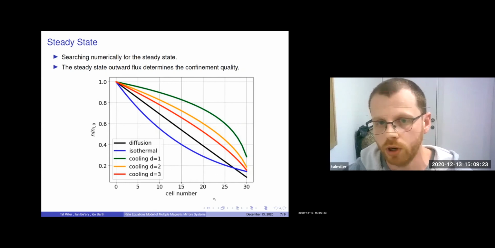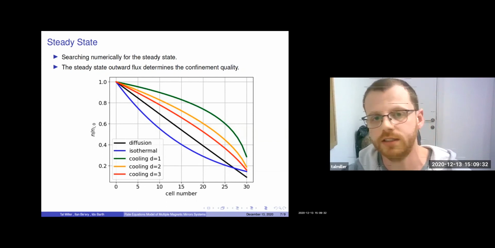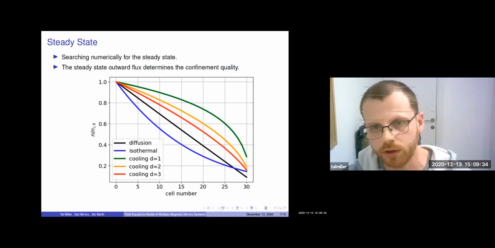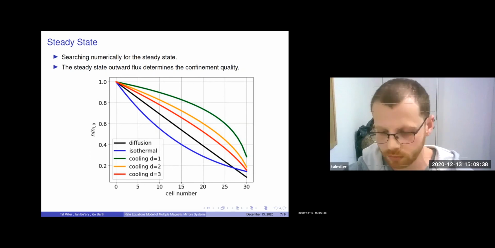When the flux is lower, we have higher confinement time. But from this plot, it is not trivial to deduce what the outward flux is, because the flux is given by the right-going particles minus the left-going particles, which I'm not showing here.